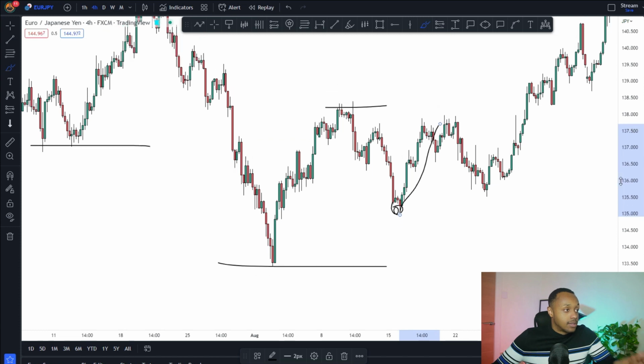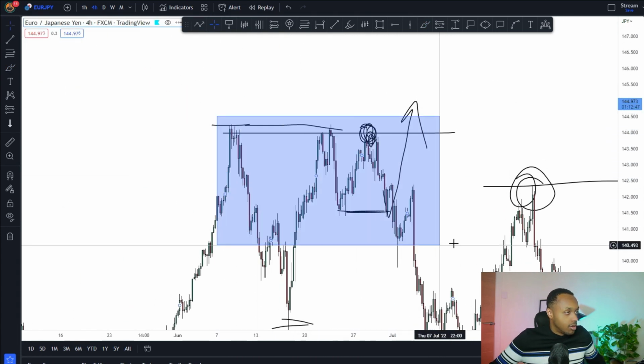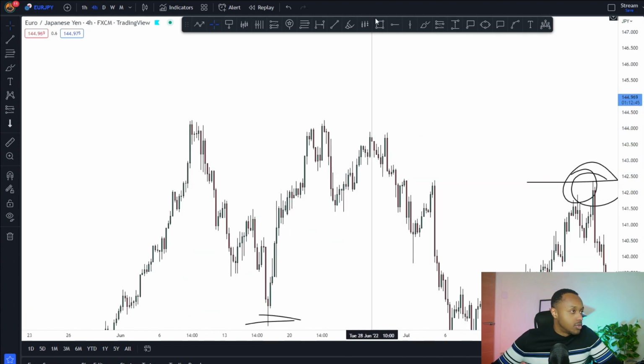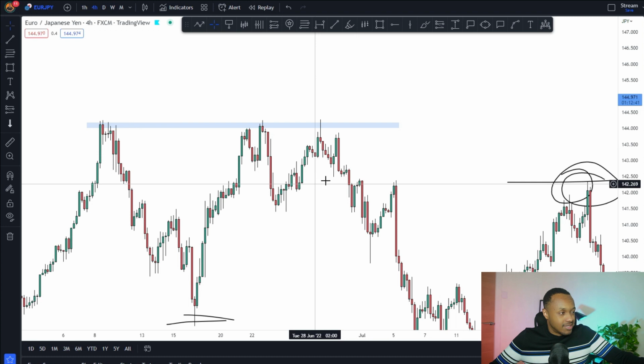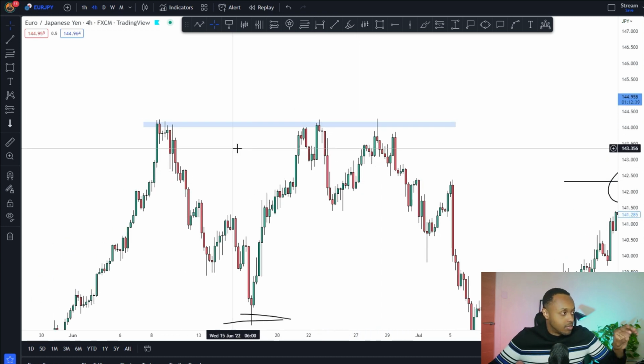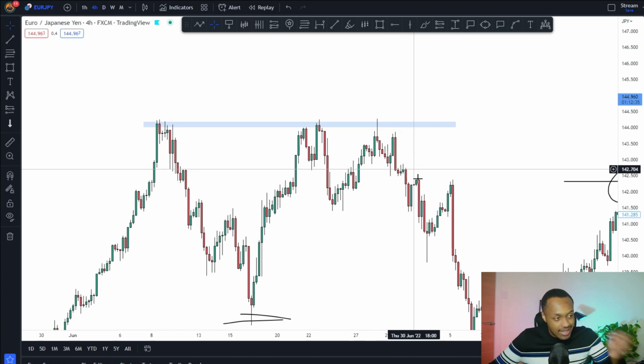It's not the same as our last example where we had the triple top pattern. Let me just clear that up for you guys quickly. So you can see we had the triple top pattern. So one test, second test, third test. So that's a little bit more obvious. We can see price testing that level, failing to break through. We expect to see some type of reaction to the downside.